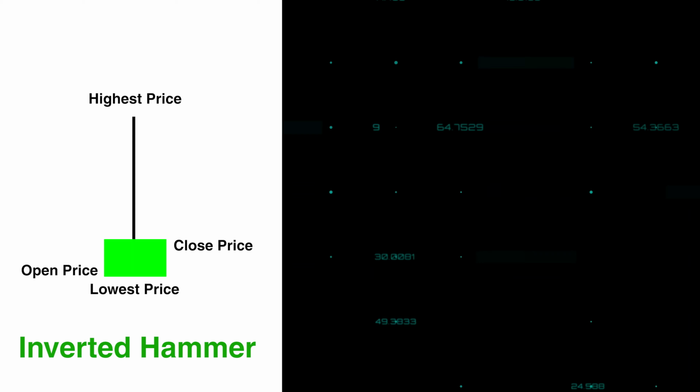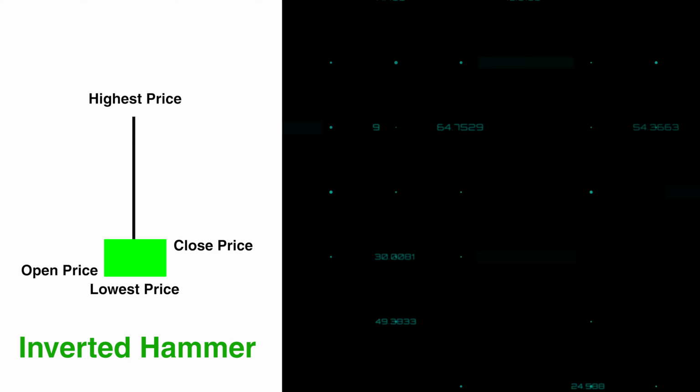But here's the critical part that separates amateurs from professionals. The inverted hammer alone is not a buy signal. It is a potential reversal signal. And potential is not enough to risk your money blindly. You need confirmation. Confirmation usually comes from the next candle. If the next candle closes bullish, especially above the high of the inverted hammer, that's when you start paying serious attention. That tells you buyers are following through. It's no longer just a possibility, it's becoming a shift in momentum.